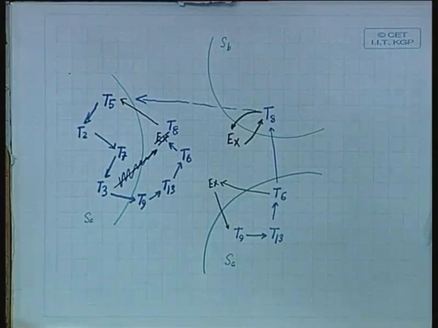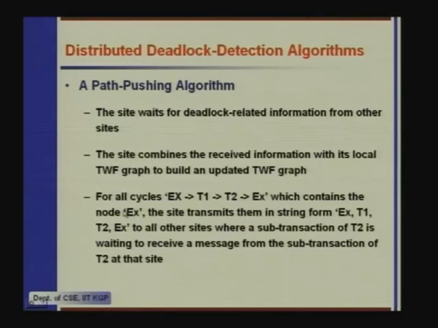So, for all cycles, it will push all the paths one by one, because it has only pushed one of those paths, site C. You said it has pushed only one of those paths. There might be several paths existing, so it can push them one by one. Yes. So, let us see the algorithm.